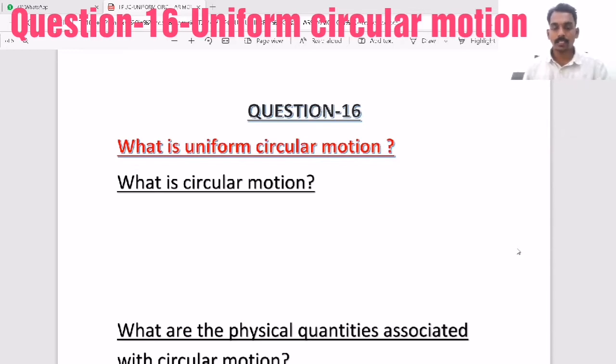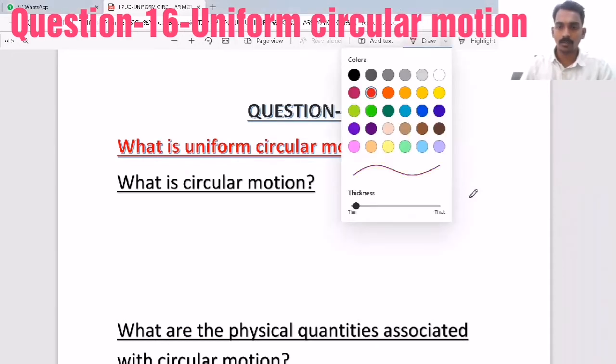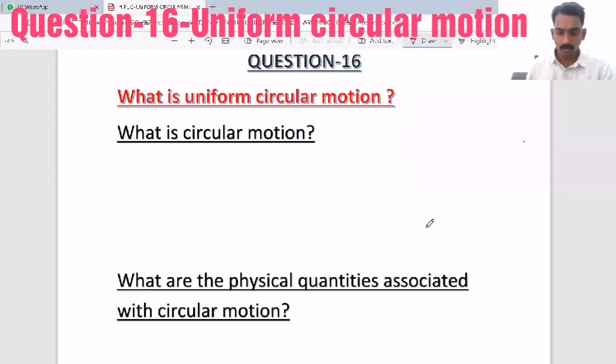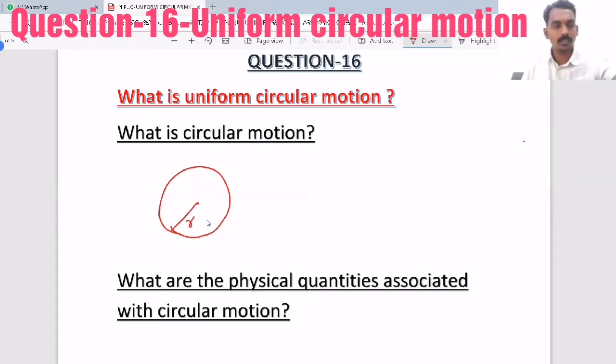Now let us discuss question number 16, which is related to circular motion. It's all about uniform circular motion. To understand the question, first we need to understand what circular motion is. If a particle moves in a circular path, then we call it circular motion, which has some radius r.